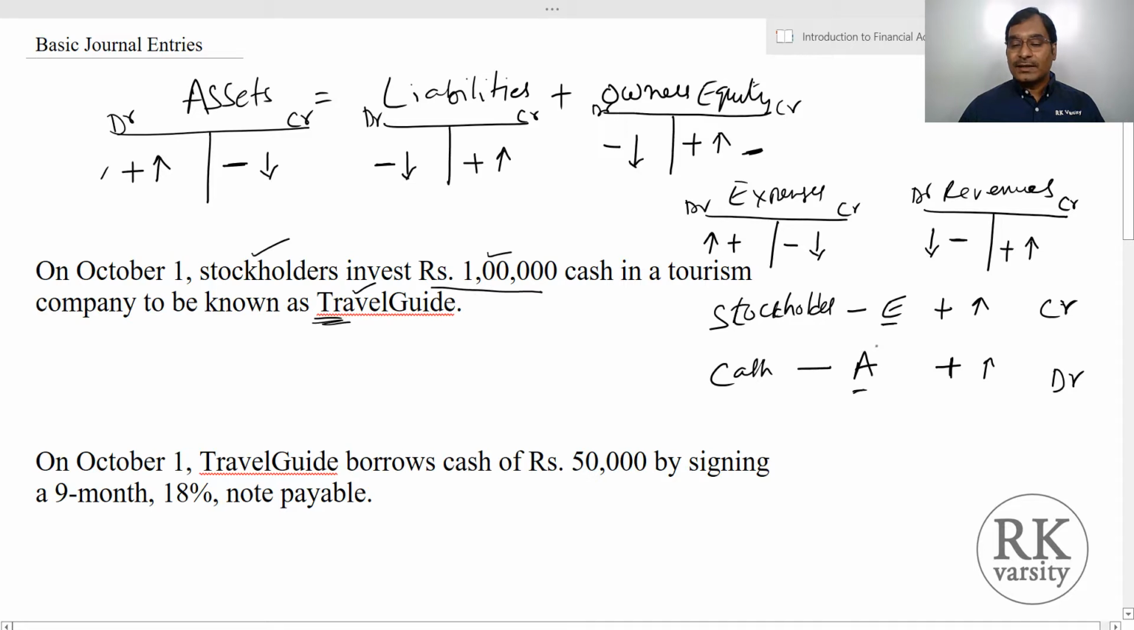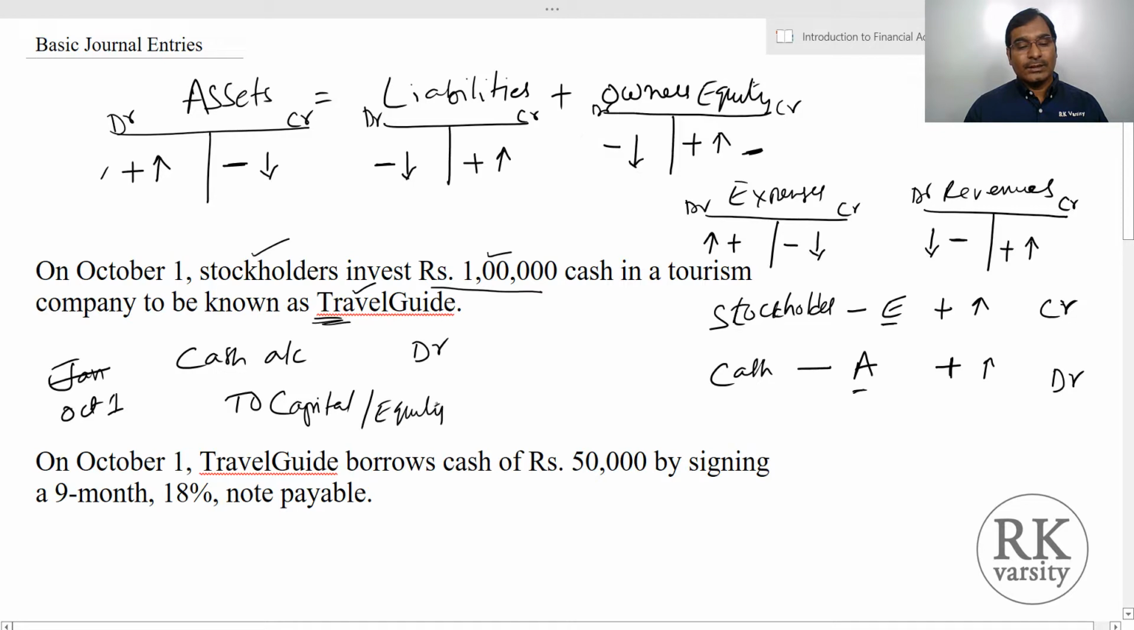So once we identify this, then we'll write our general transaction saying that on October 1st, first you have to write the debit account, that is the cash account. We'll write this as a debit, that is, the cash account is debited. So cash account debtor to what is it that you are getting? Stockholders' equity, or you can say capital or equity. This is a credit. And now what is the amount? So 1 lakh is the amount here and 1 lakh is the amount here.